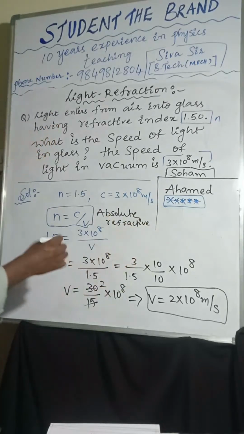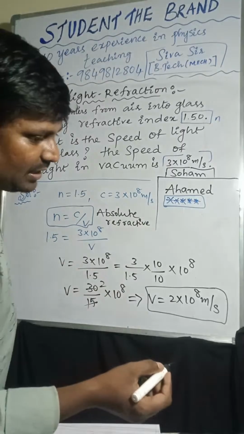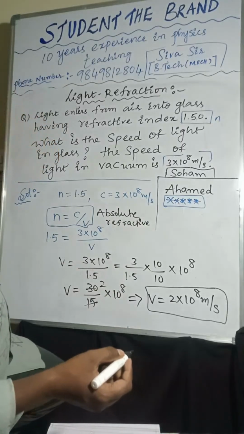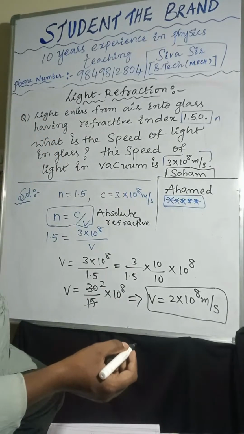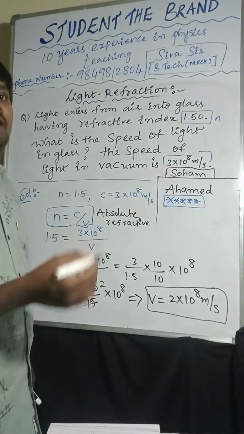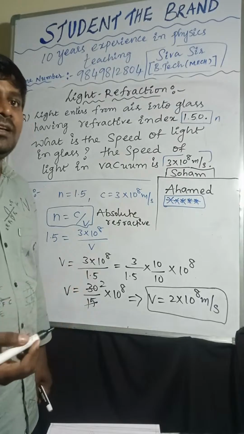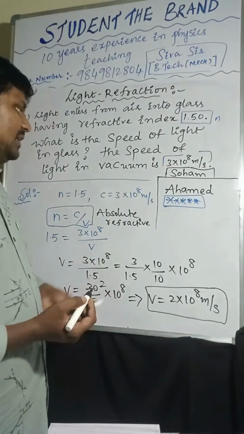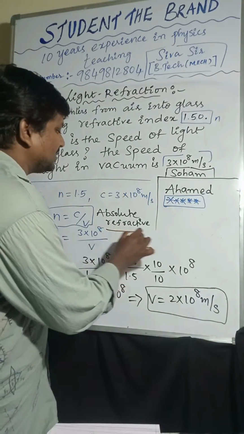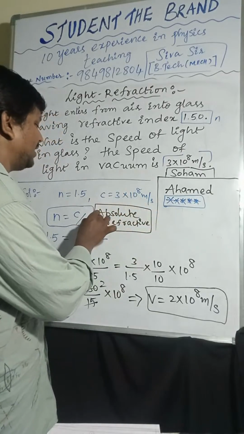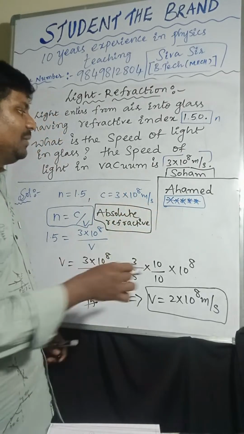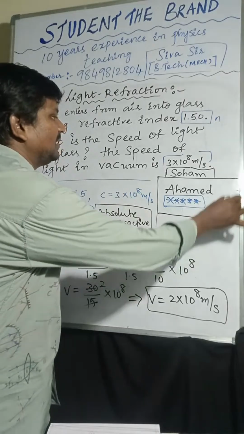So particularly if they ask you to define relative refractive index, you can explain it as the speed of light in medium 1 divided by the speed of light in medium 2. In that way we can mention it. If they ask particularly about absolute refractive index, what is the difference between absolute refractive index and refractive index?